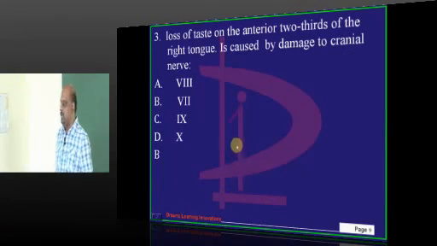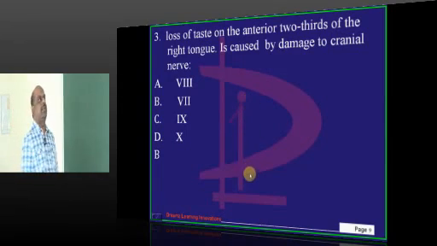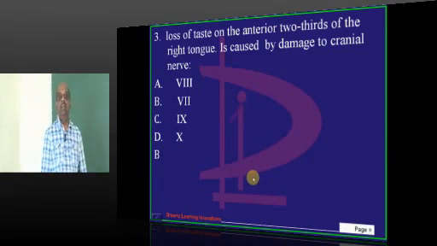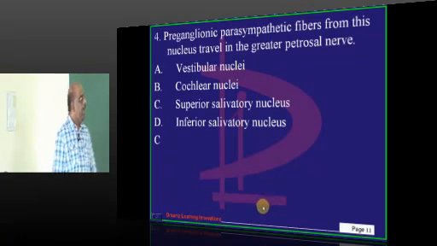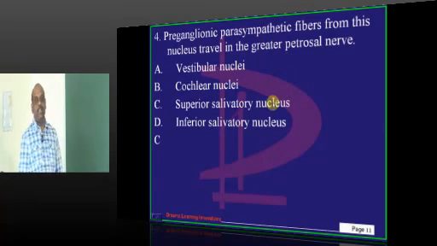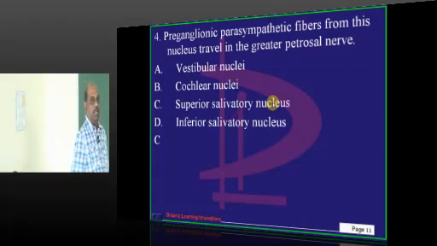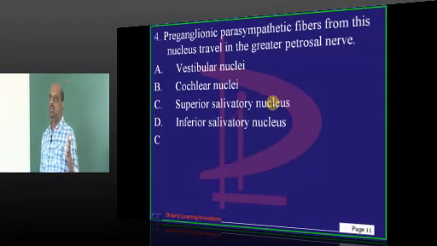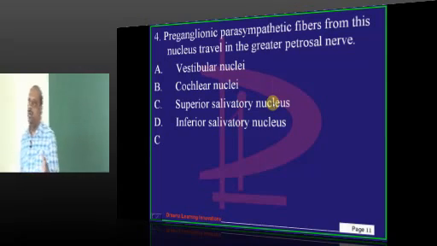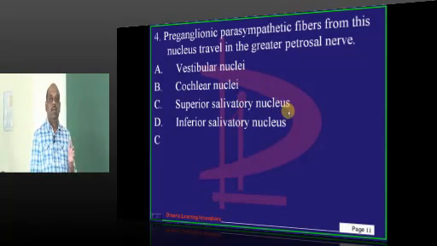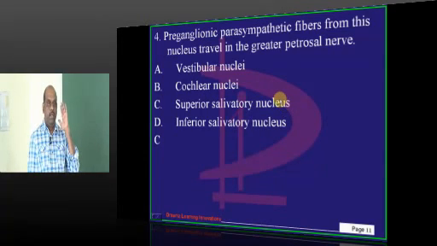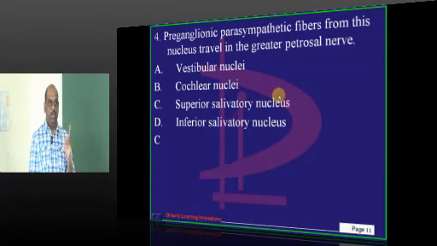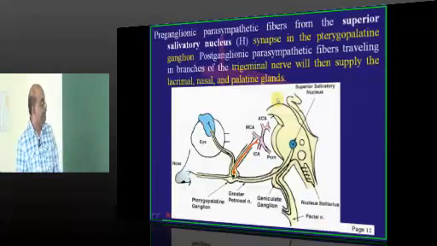Anterior 2/3 of the tongue, who carries the taste, doctor? It is the 7th cranial nerve, is what needs to be remembered. Preganglionic parasympathetic fibers in the greater petrosal nerve. This is one question I want to fully make you remember, because in tomorrow's NEET exam, if at all it exists, you are going to definitely have a question on greater and lesser petrosal nerve.